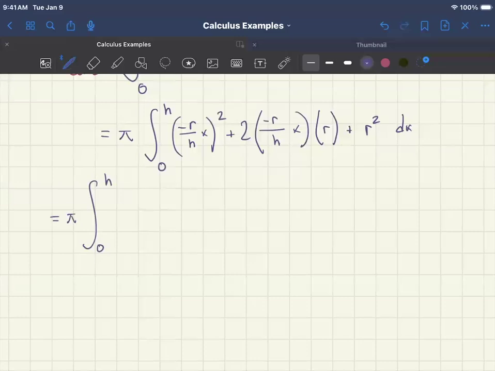All right, I'm going to distribute that squared up here. We're going to distribute it across everything. Negative r squared, that negative value is going to disappear. So we're going to get r squared over h squared, x squared, minus, and then we're going to have 2r squared over h because there are 2 r's here. So I'm going to pop those two together, times our x, plus r squared, dx.